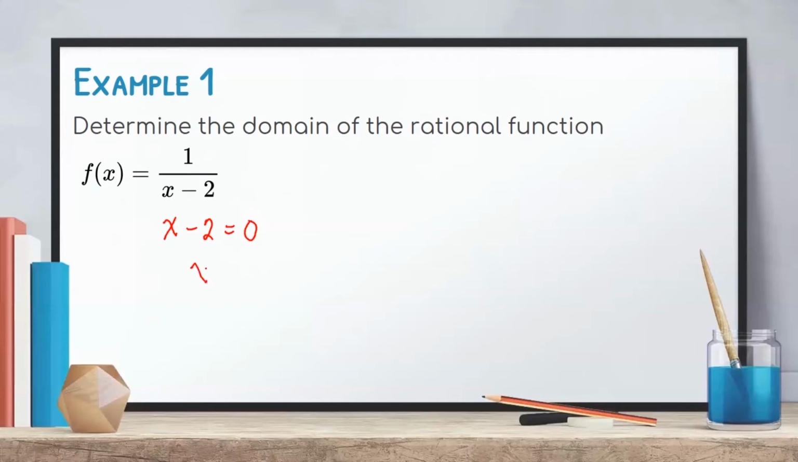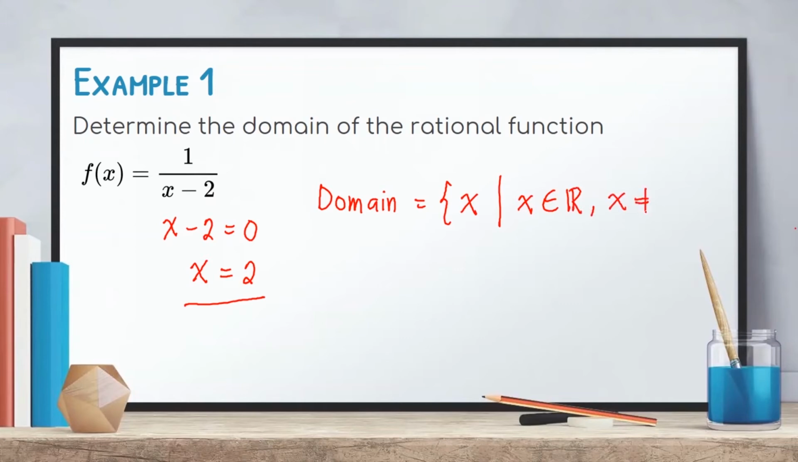Then, x equals 2. Therefore, our restriction is x equals 2, meaning the value of x cannot be equal to 2, since this value will make our denominator equal to 0. Finally, to properly write our domain, we will have the domain is the set of values of x such that x is an element of real numbers except 2.